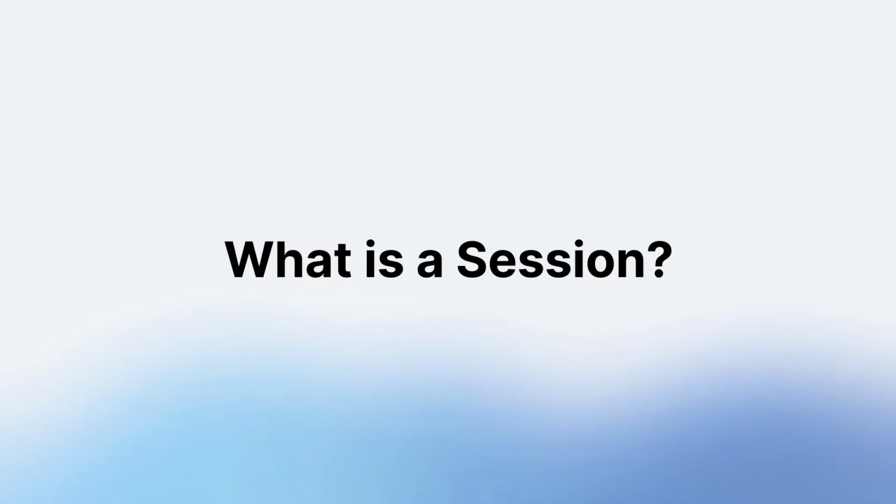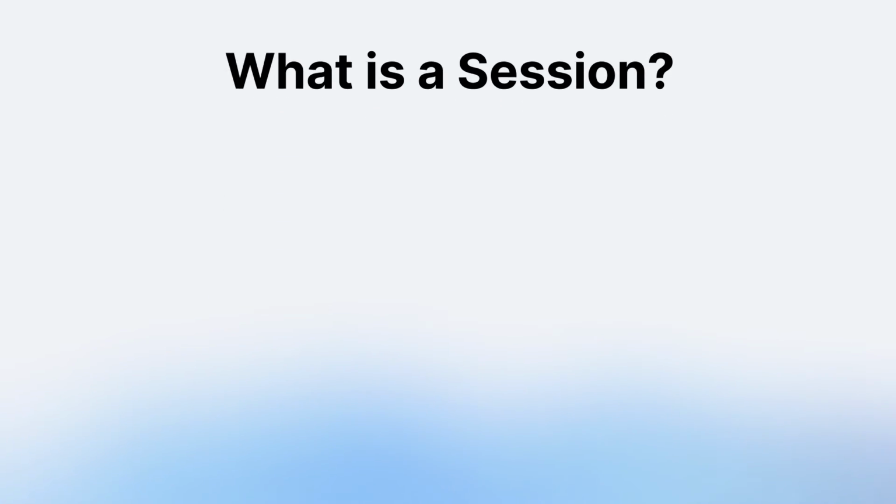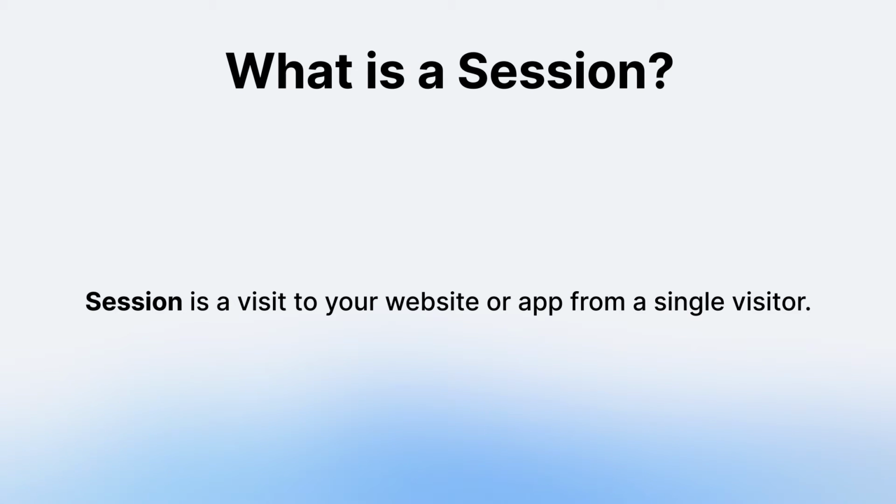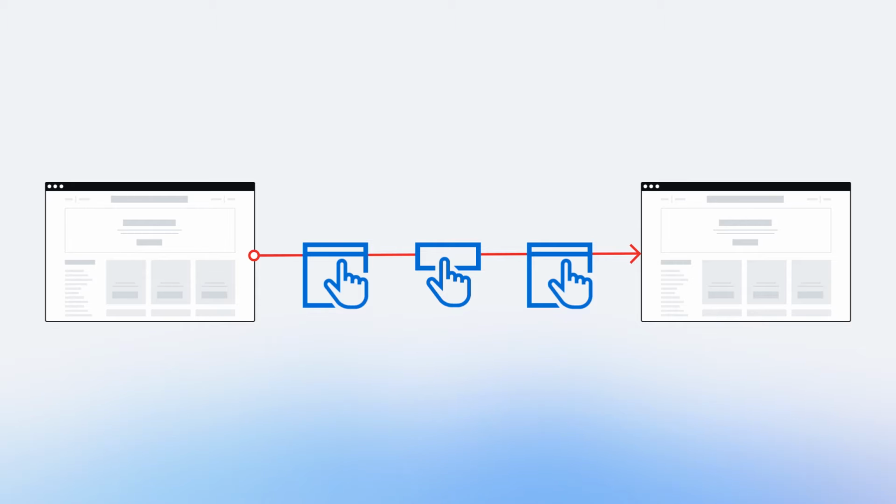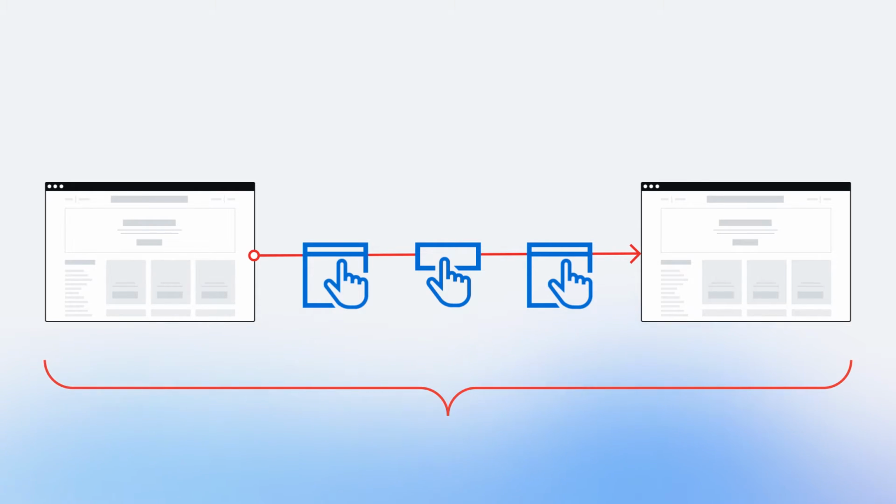First term and concept is a session. So, what is a session? A session is a visit to your website or app from a single visitor. While the visitor is browsing your website or app, all activities that Piwik PRO tracks from the moment the visitor enters the website or app until they leave it are considered a session.